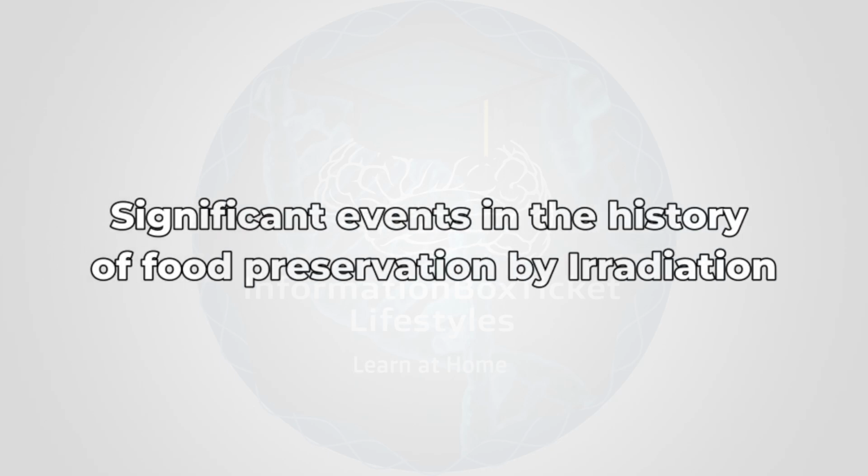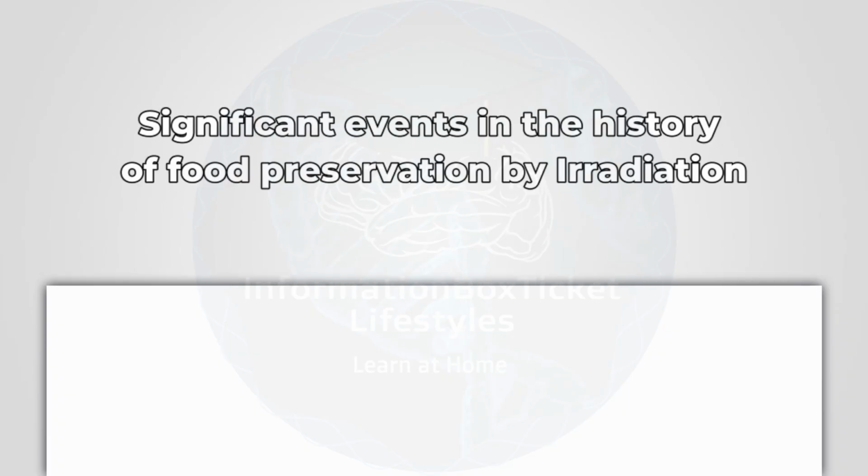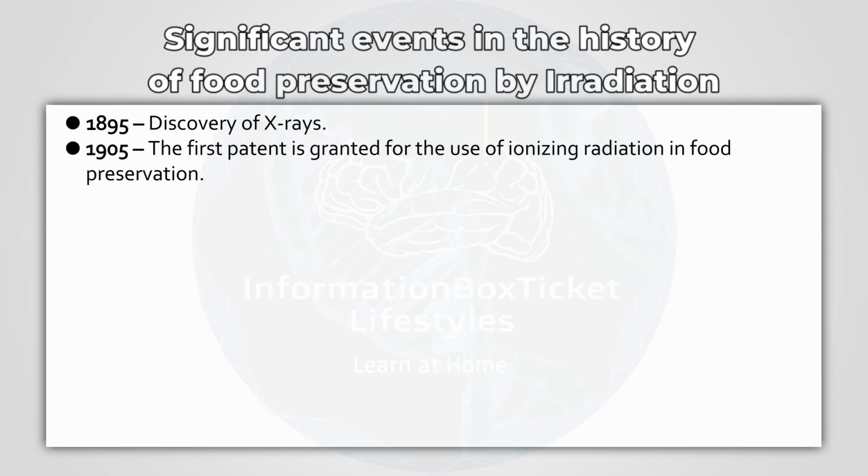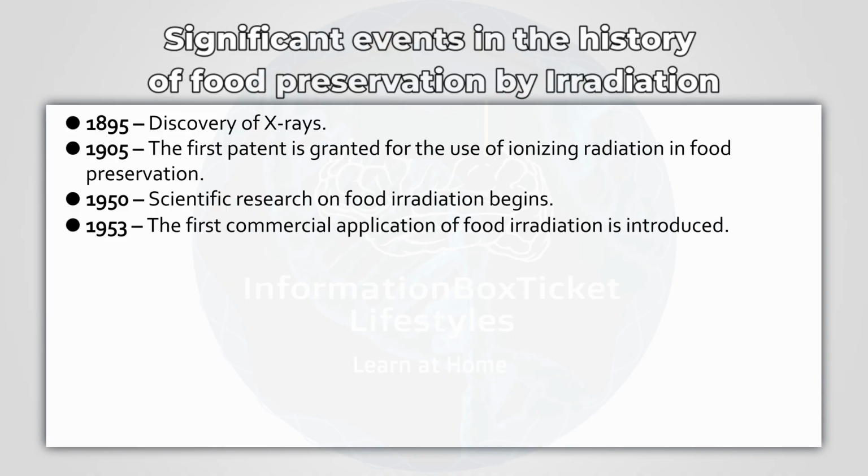Significant events in the history of food preservation by irradiation. 1895. Discovery of X-rays. 1905. The first patent is granted for the use of ionizing radiation in food preservation. 1950. Scientific research on food irradiation begins. 1953. The first commercial application of food irradiation is introduced.